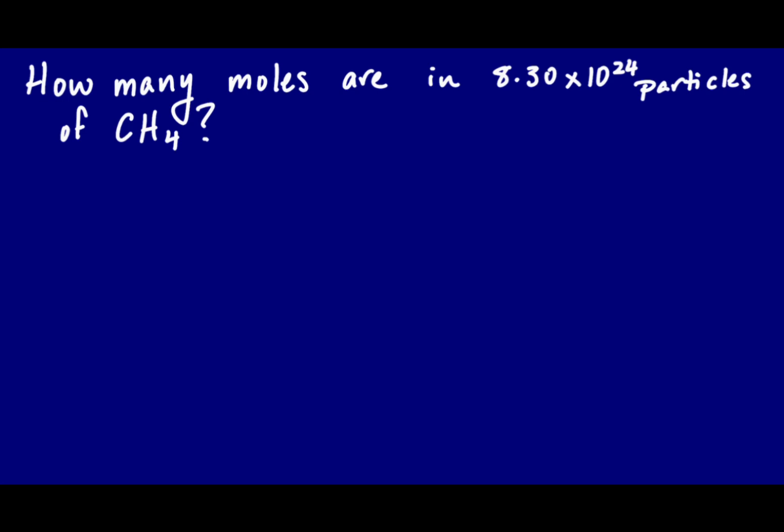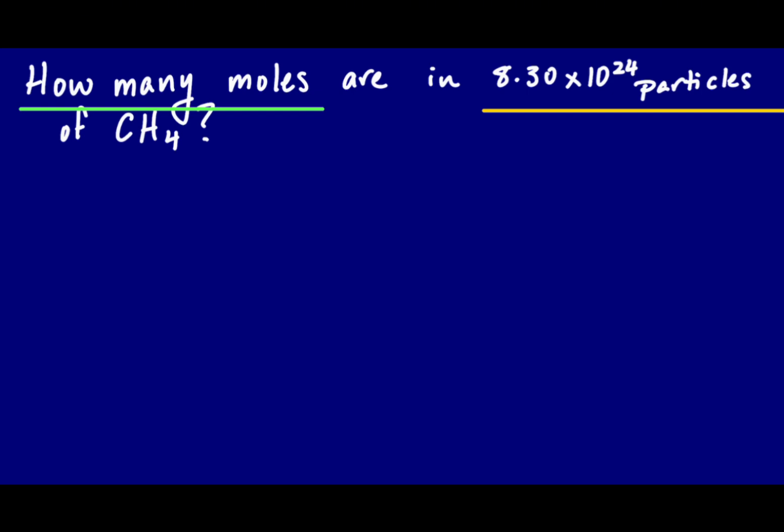For this example, we're looking to find moles when we have 8.30 times 10 to the 24 particles of CH4. So CH4 is going to be our given value with 8.30 times 10 to the 24th particles, so units of particles. And we're looking to find now the units of moles. So we're starting on the outside of our diagram, trying to work our way into the center where we have units of moles. Our converting factor between particles and moles is still going to be Avogadro's number.